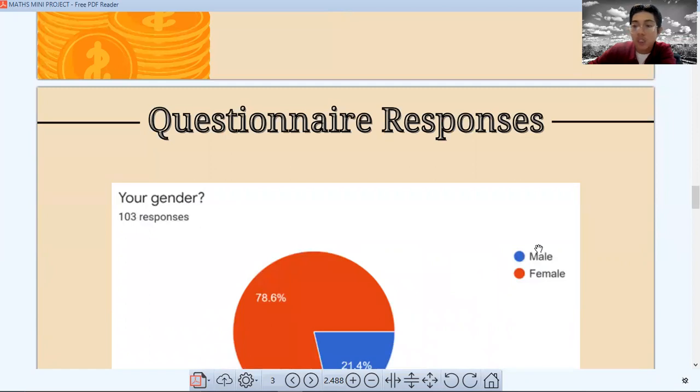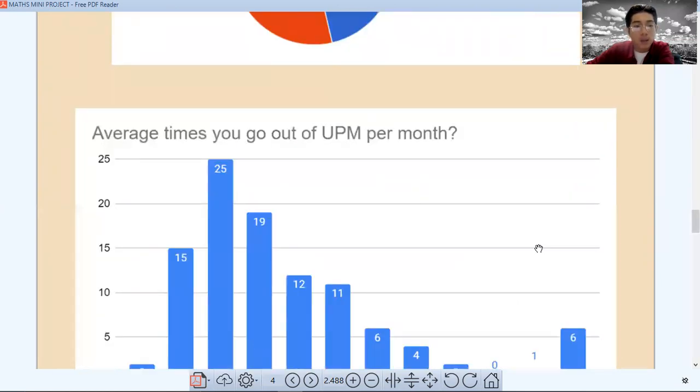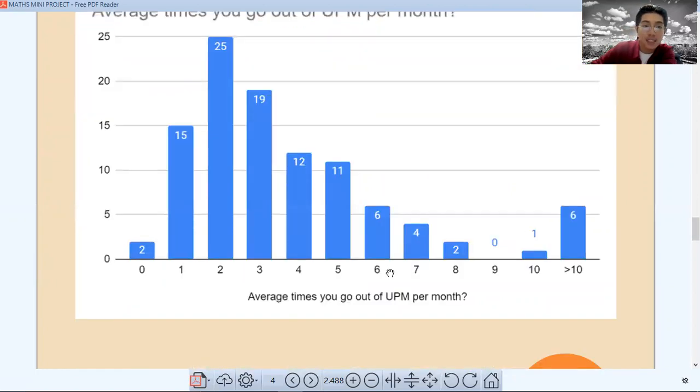We actually listed 6 questions. Firstly is the gender. 78.6% of respondents were female, while 21.4% were male. And then we asked the average number of times they go out of UPM. We could see that the majority of students, 25 of them, go out at least twice per month, and the least being 9 times.